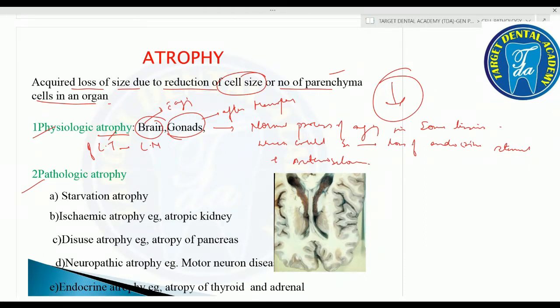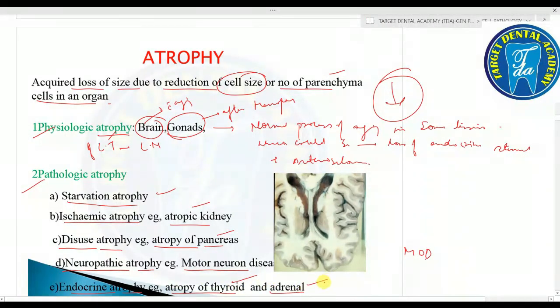Now second is pathologic atrophy. So in this, there is starvation atrophy, ischemic atrophy, for example the atrophic kidney, disuse atrophy, for example atrophy of the pancreas, neuropathic atrophy, for example motor neuron disease, MND, and endocrine atrophy, for example atrophy of the thyroid and adrenal gland.